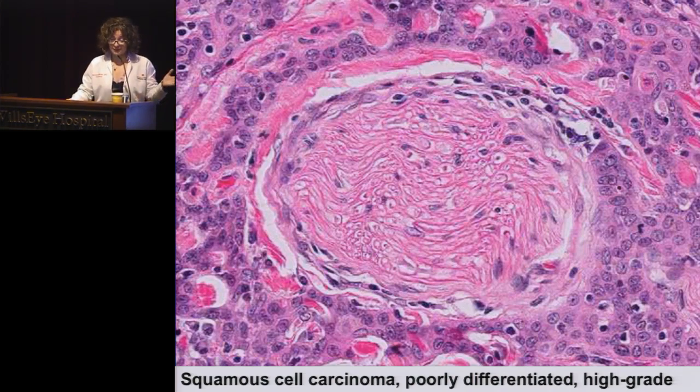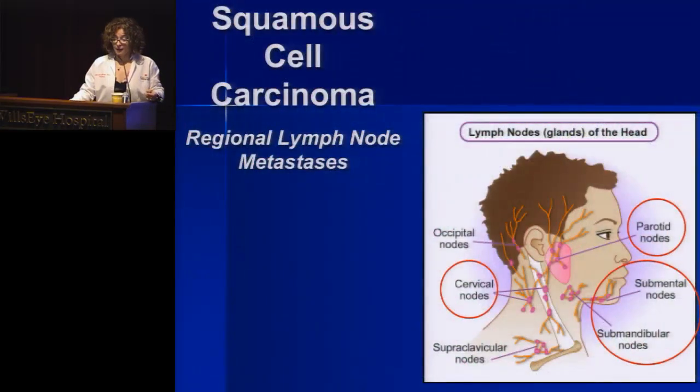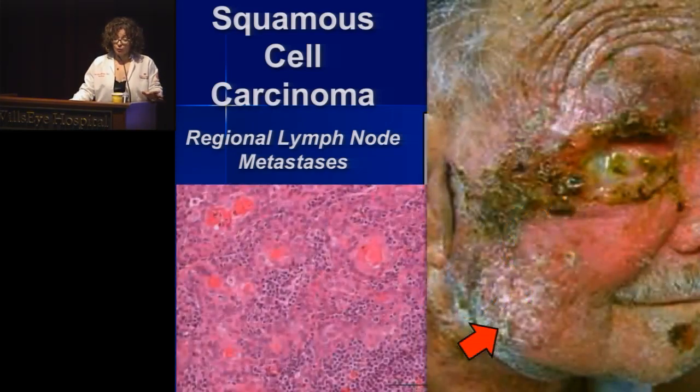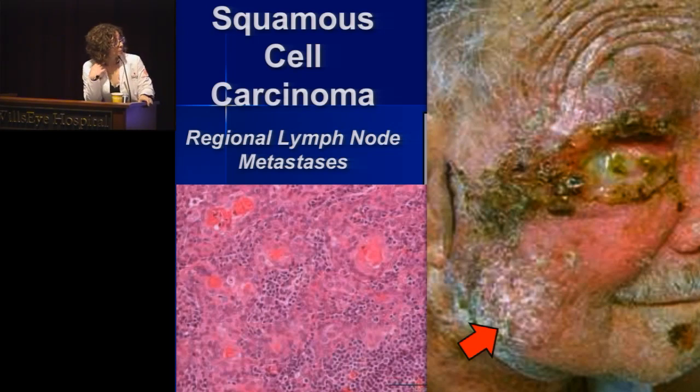Differentiation is important. This is an example where you almost do not see squamous differentiation, right? So poorly differentiated tumors tend to behave more aggressively. And it can occasionally metastasize to regional lymph nodes most commonly, rarely distantly. So again, differentiation and size are important prognostic markers for regional metastasis and distal metastasis. This is an example of a patient with a markedly enlarged parotid gland, probably because of metastatic carcinoma in the cervical chain.